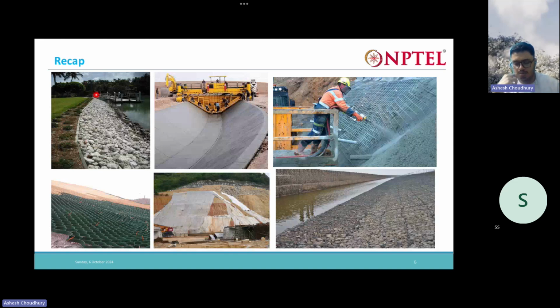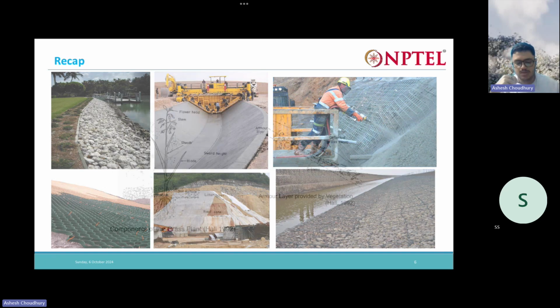Then we have the shotcreting or gunniting, and these are the cellular mattresses that are placed along the slope. Then we can fill those geocells or cellular mattresses with soil, and then vegetation will grow easily on that slope, and we can prevent the erosion that way. Then we have this geotextile. You can see in this image, these white things are nothing but geotextiles. Geotextiles are placed to prevent erosion. Then here we have the gabions that are placed.